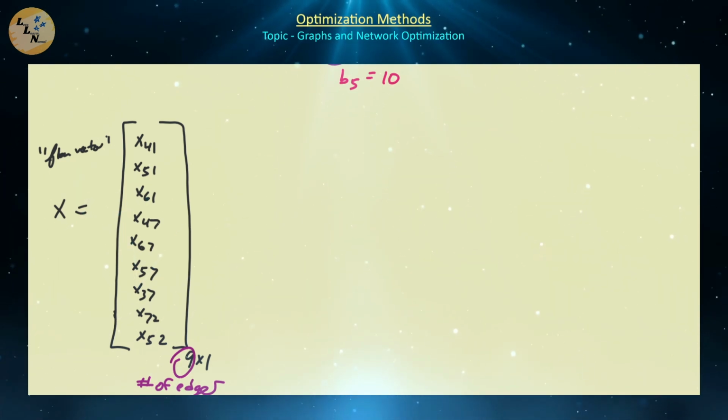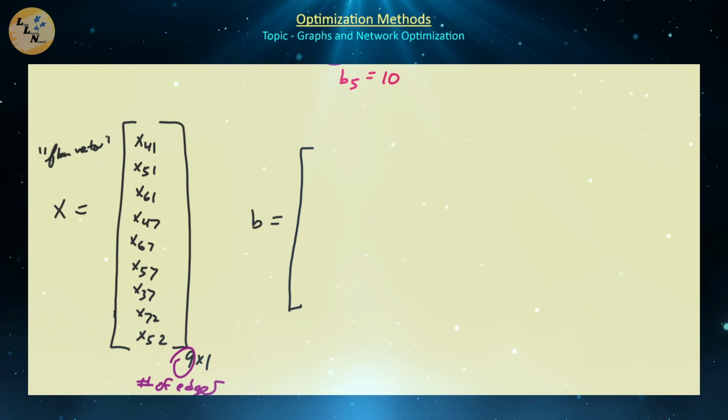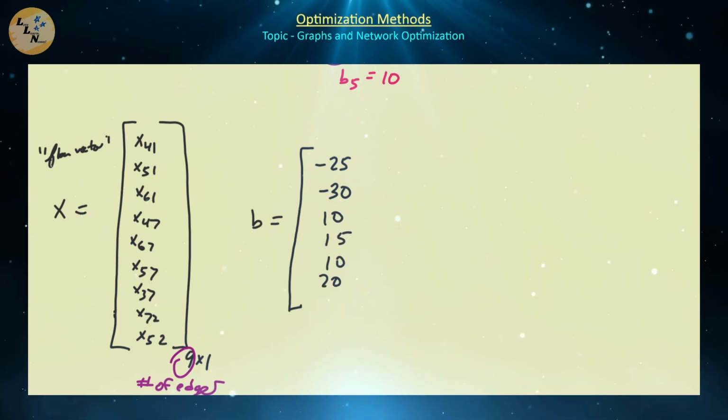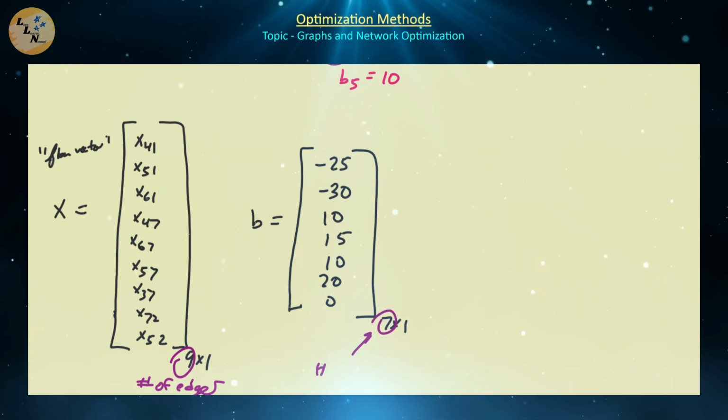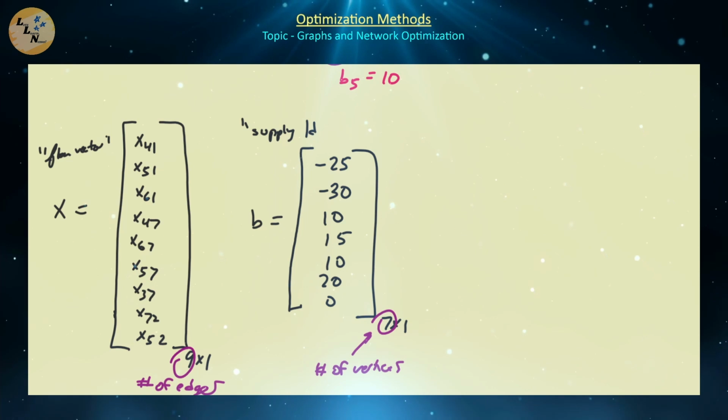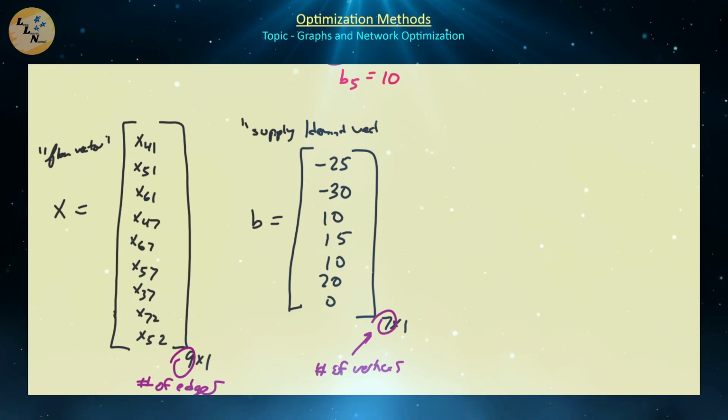And now let's define our B vector. So this is going to be our supply and demand vector, and this is based on your numbering of your vertices. So this is going to be minus 25, minus 30, 10, 15, 10, 20, and 0. And this is going to be a 7 by 1 vector, where 7 is the number of vertices. And again, this is called our supply and demand vector.